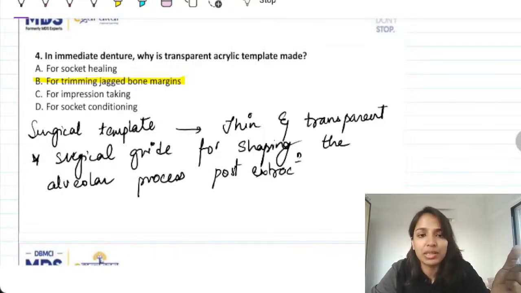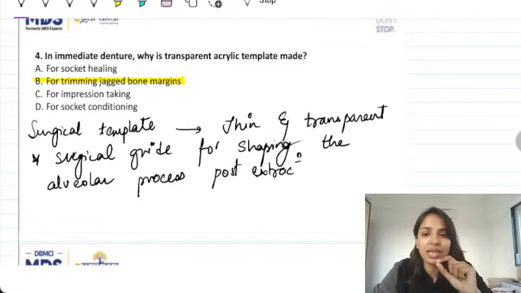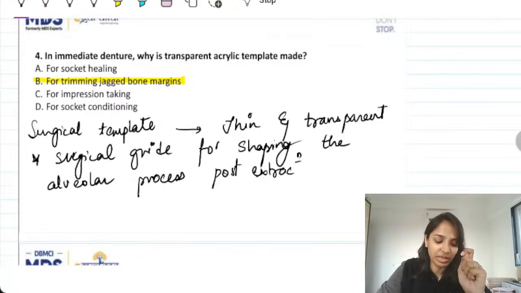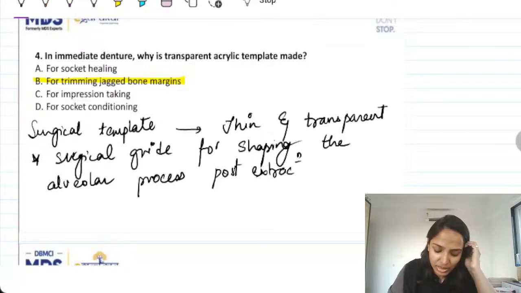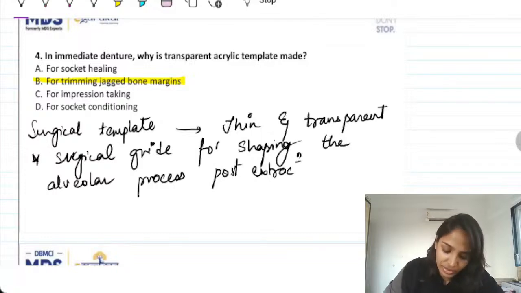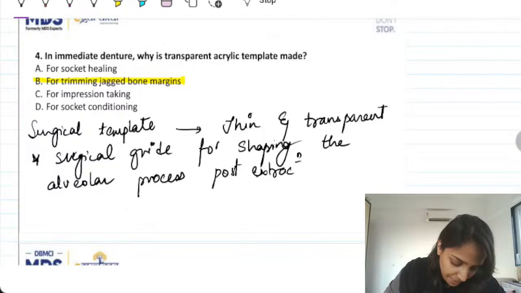Now, through the transparency, you can see which jagged bone margins of the extraction socket are interfering with the seating of the denture. You can then trim them off with a bone rounder or even a burr, and that will help you through the insertion process of the immediate denture. So the correct answer is option B, trimming jagged bone margins.